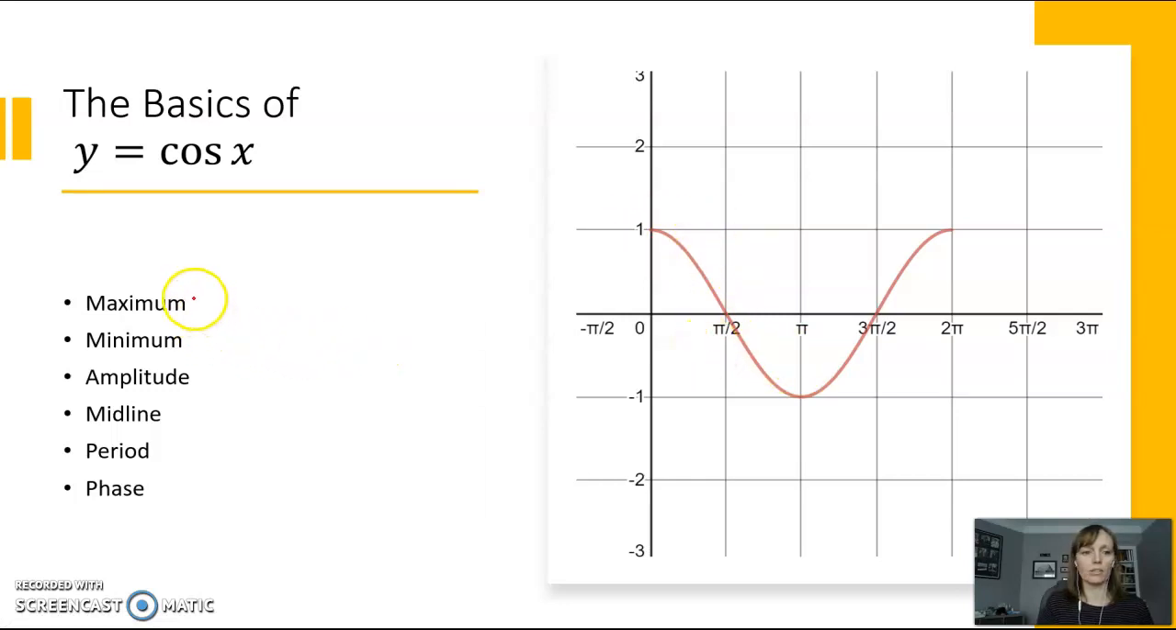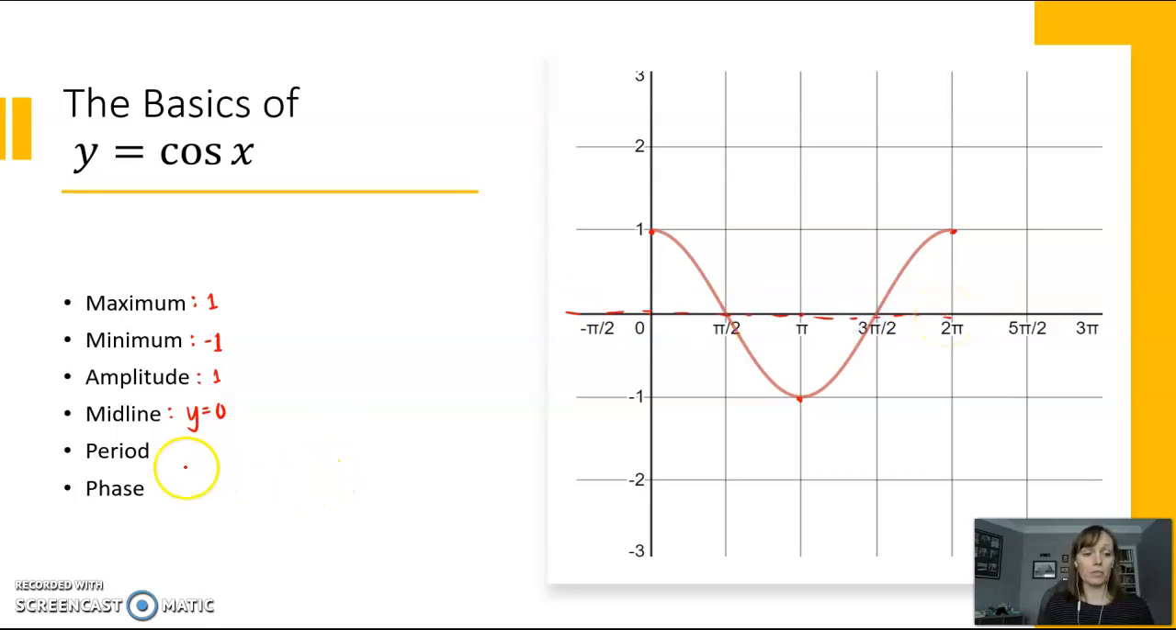The basics of cosine now. We've got similar features, but remember that cosine takes on a different shape in its cycle. And so the maximum here is still 1. Remember that it starts and ends at its maximum. The minimum is -1. And again, we see that occurring here right in the middle. And the amplitude is the same thing that it is for sine. It's that distance from the midline down to its minimum, or from the midline up to its maximum. The midline, again, same idea, is at y equals 0. That's what's cutting this graph perfectly in half horizontally.